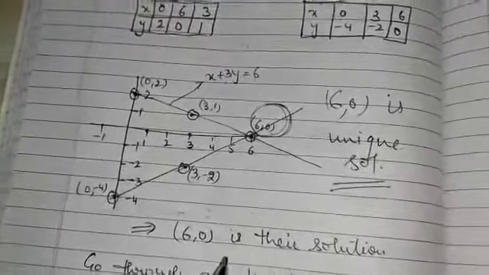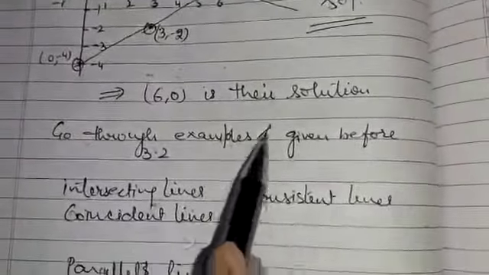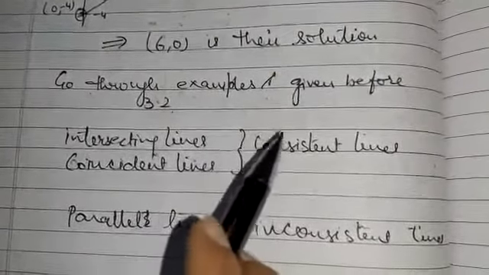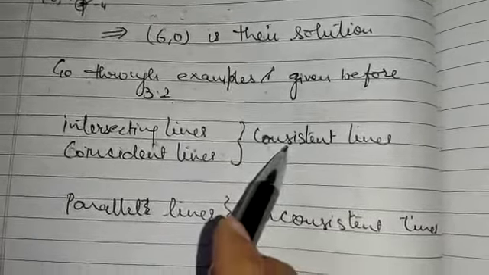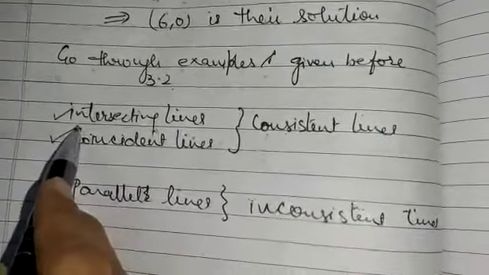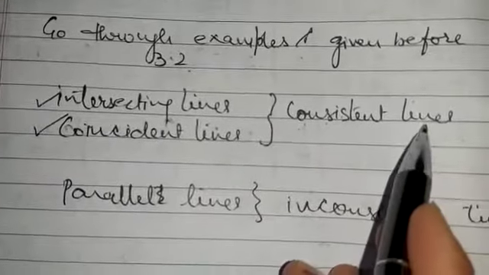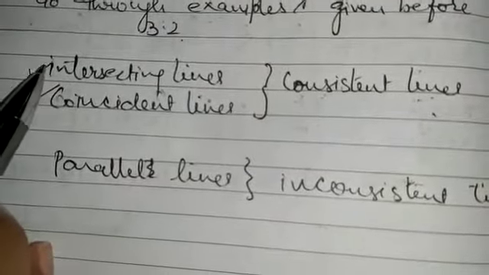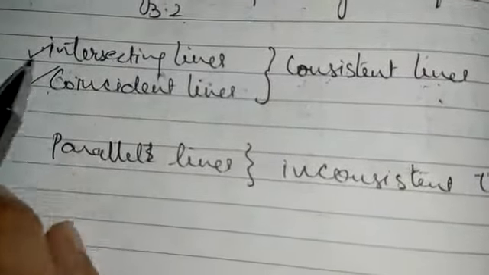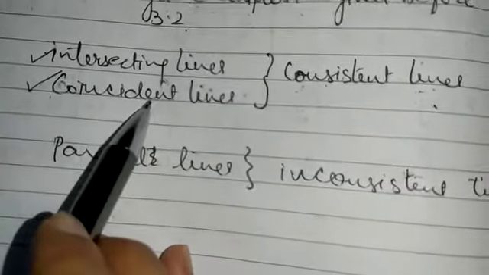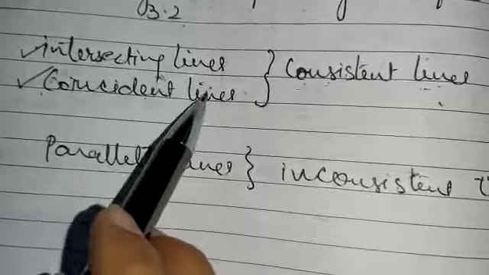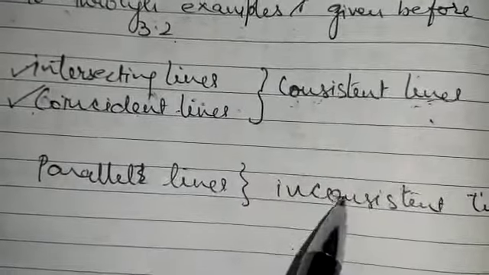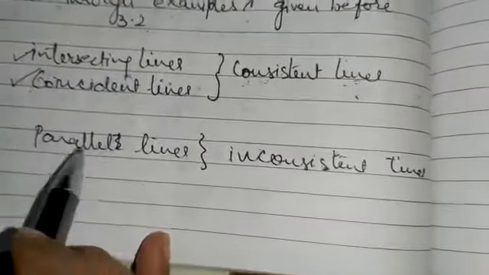Now before doing exercise 3.2, carefully go through the examples given before 3.2. Now one important concept is also there for doing the questions of exercise 3.2. Whenever lines are intersecting or coincident, it means the lines are consistent lines. Because there is a question whether lines are consistent or inconsistent. So whenever you are getting intersecting or coincident lines, sometimes you do not have to draw the graph. You have to just compare the ratios a1 by a2, b1 by b2, c1 by c2, and you can come to know whether the lines are consistent or inconsistent. And the inconsistent case arises when lines are parallel lines.